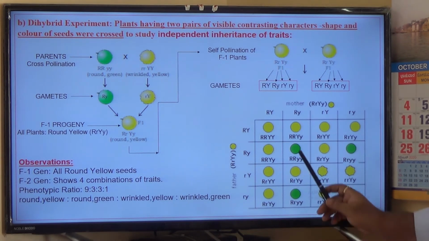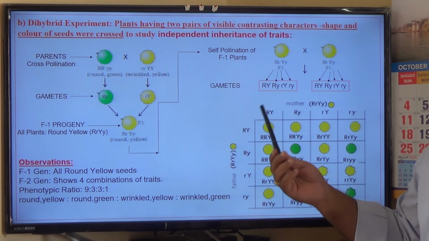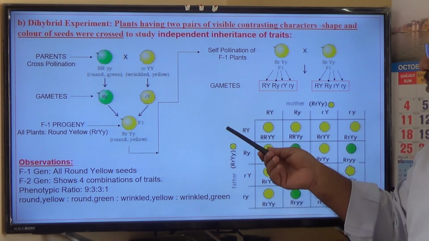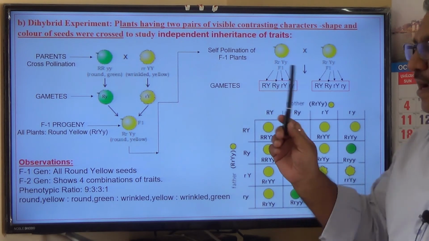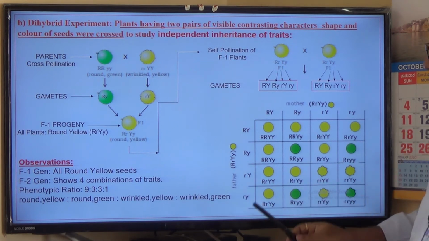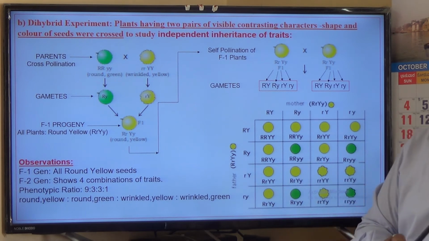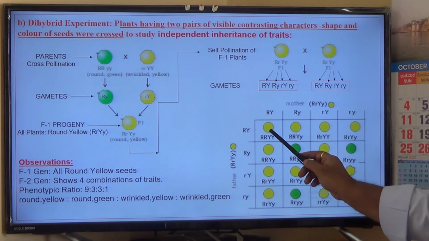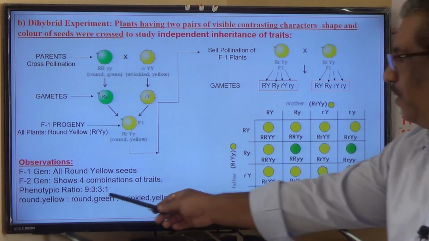I hope you understand how to read this capital R, capital Y and all. In my previous dihybrid experiment also we have seen, only one capital R and one capital Y is enough to make the plant with round seeds and yellow color seeds. So here it is round yellow, round yellow, round yellow. So there are 9 plants for round and yellow.